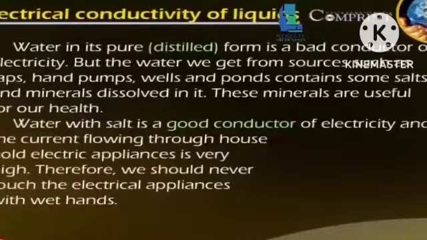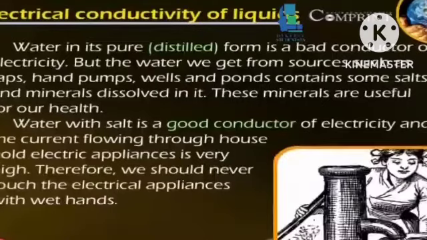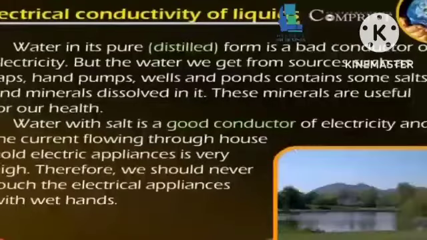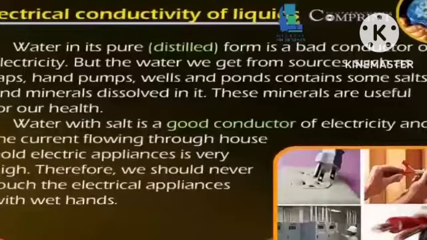Water in its pure form is a bad conductor of electricity, but the water we get from sources such as taps, hand pumps, wells and ponds contains some salts and minerals dissolved in it. These minerals are useful for our health. Water with salt is a good conductor of electricity and the current flowing through household electric appliances is very high. Therefore, we should never touch electrical appliances with wet hands.